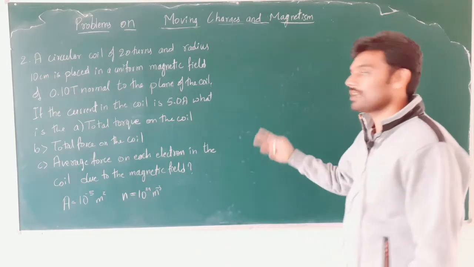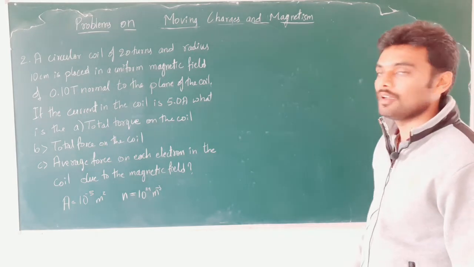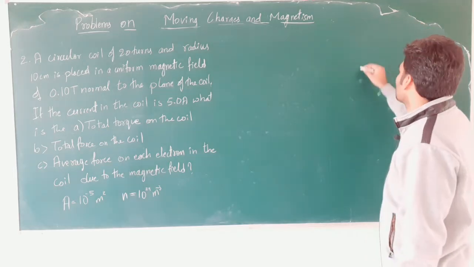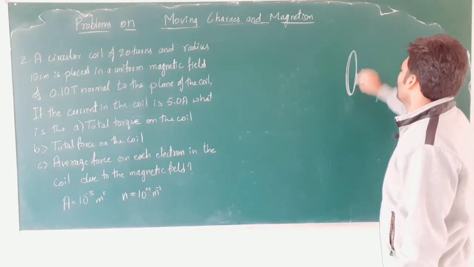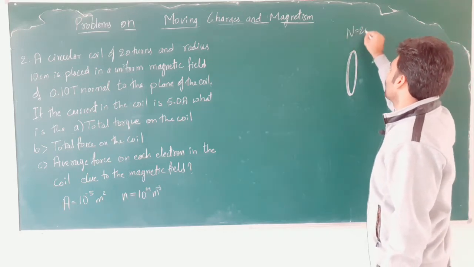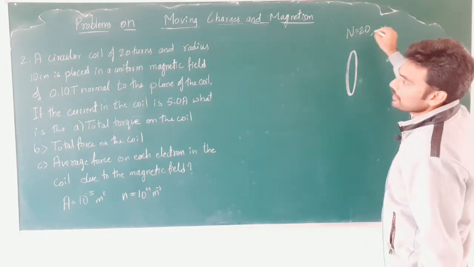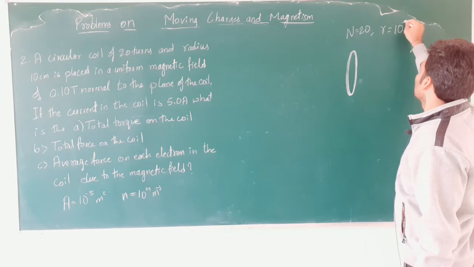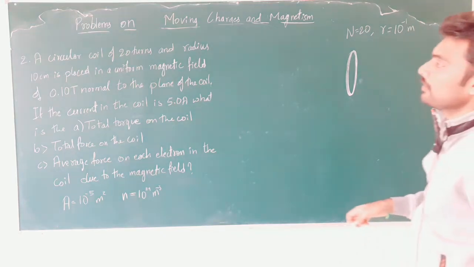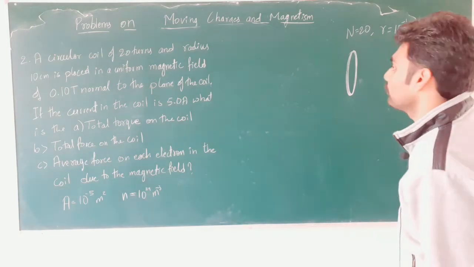Once again, let us visualize or keep the diagrammatic representation of the problem. So, it is a circular coil of 20 turns and radius 10 centimeter. So, it is a coil of 20 turns, capital N is equal to 20. The radius of the coil is 10 centimeter given. Keeping it in meter, it is 10^-1 meter. It is placed in a uniform magnetic field of 0.10 Tesla.